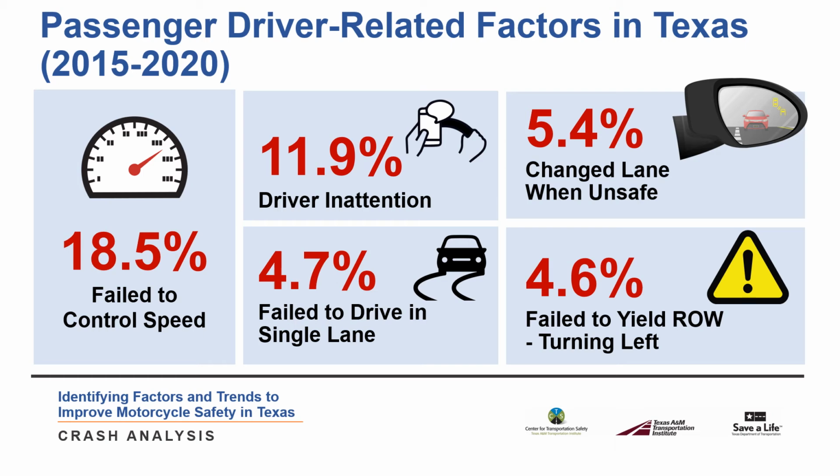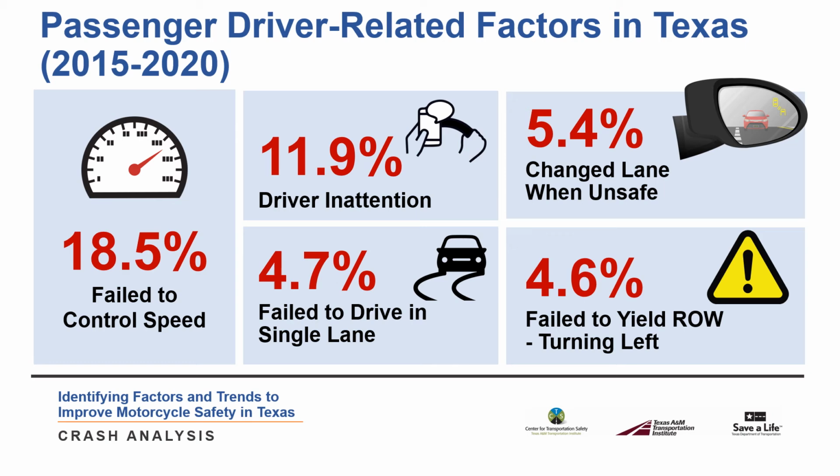which we've talked about, that distraction distinction and possibility being that a motorcyclist is not able to do as much when they're operating a vehicle to become distracted as someone driving a passenger vehicle. Changing lane when unsafe was also a concern in our passenger crashes, accounting for 5%. This is very comparable to the 5.2% we saw in the motorcycle driver related factors on the slide before.